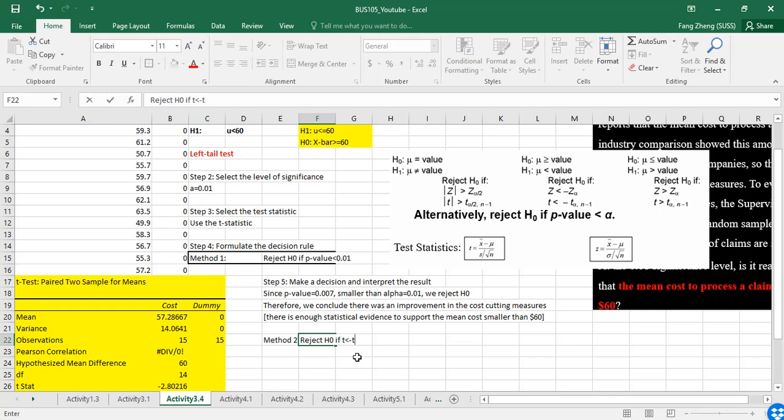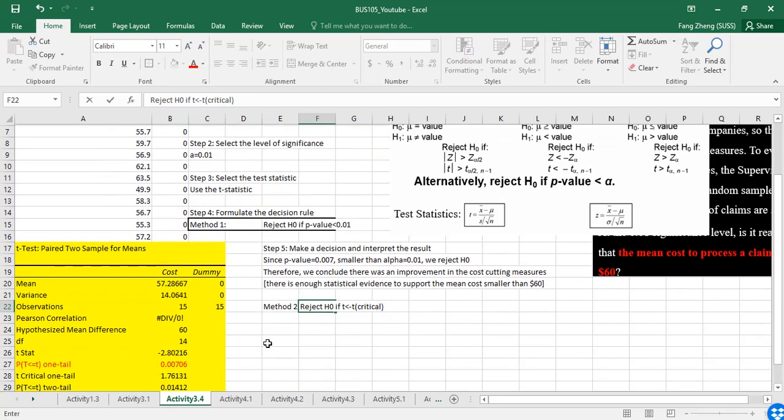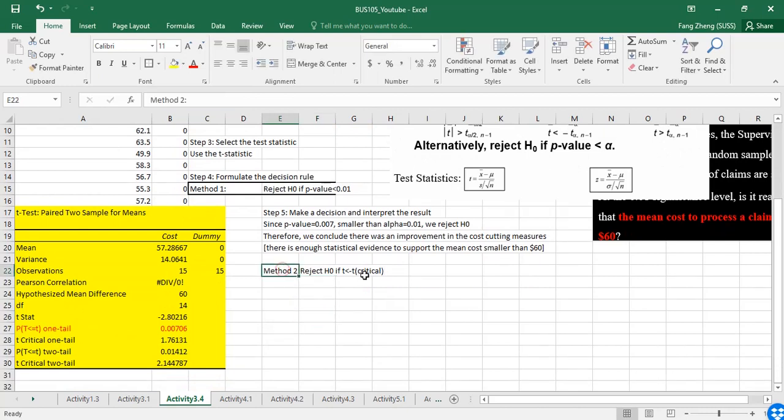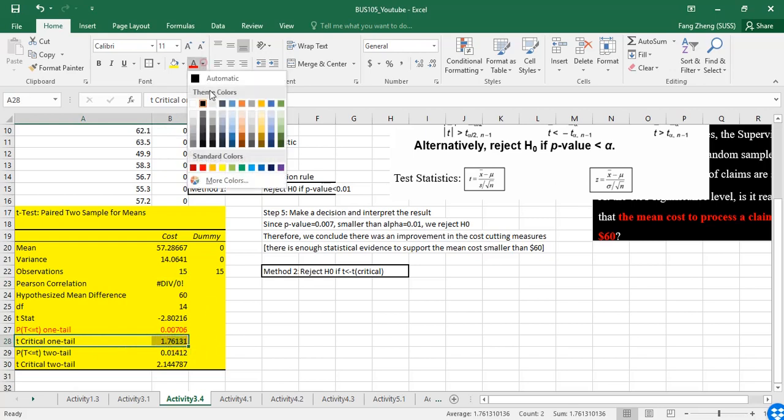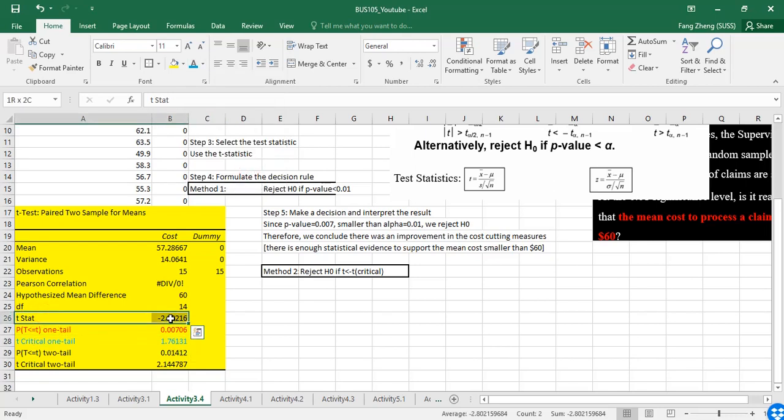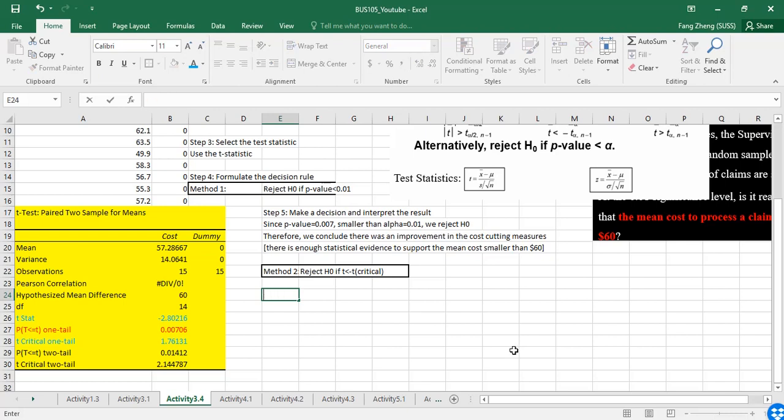So you copy it there, okay? So I just put the word here, critical value, minus T critical. Minus T critical, well, we can actually find it from the Excel table as well. As you can see here, the critical value one tail is this value. I use a different color, okay? And we need to compare the T statistic with the critical value. So basically, we need to compare these two highlighted values. So in the last step, when we make the conclusion, we should compare the two T values. So we can write in this way.